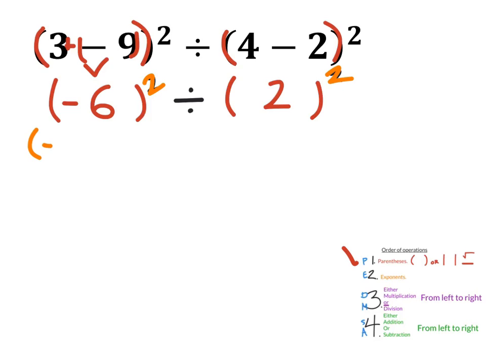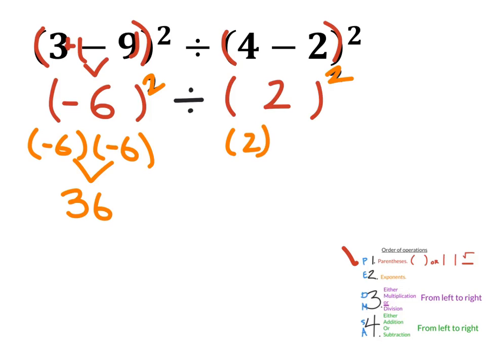So this one would show as negative 6 times negative 6. Now this is an even number of negatives being multiplied, which makes the answer a positive 36. And then over here we got 2 times 2. That's not too bad. That's just 4.